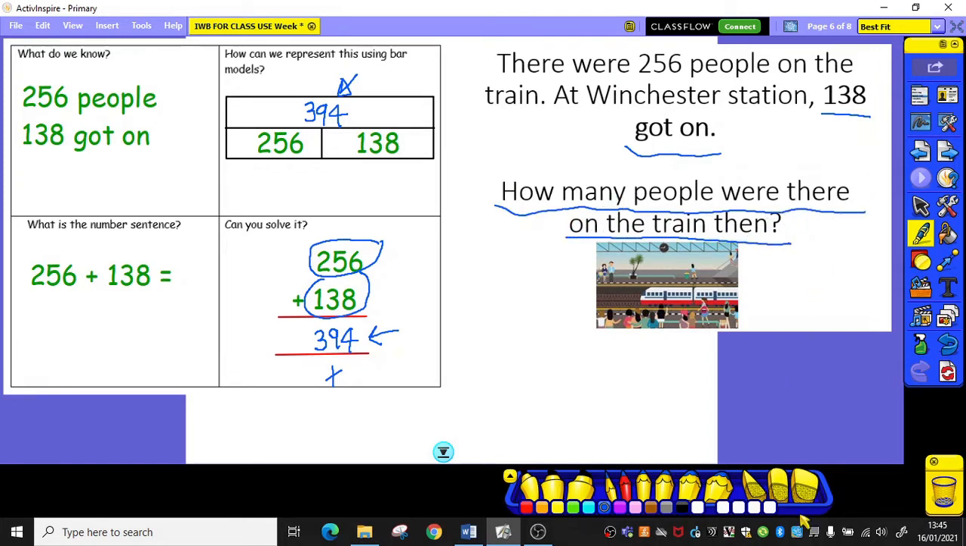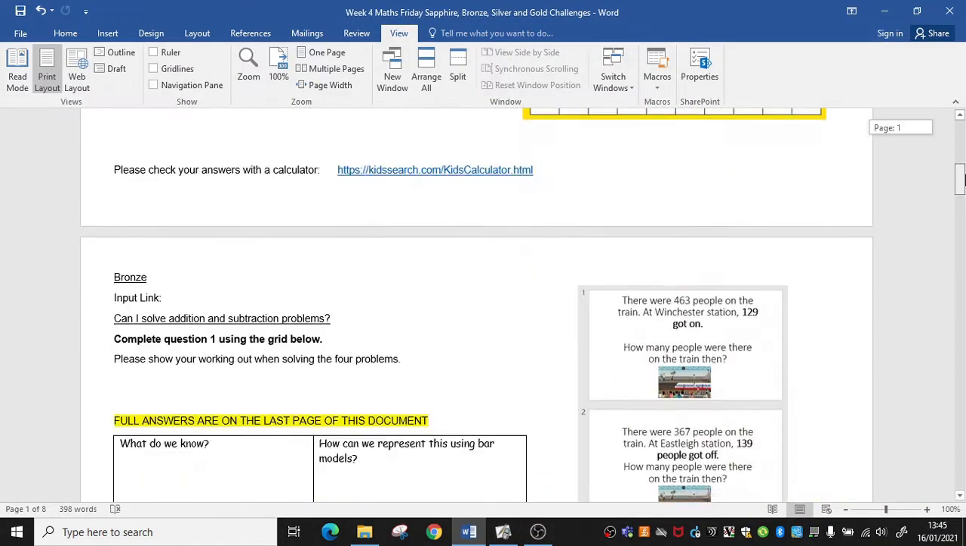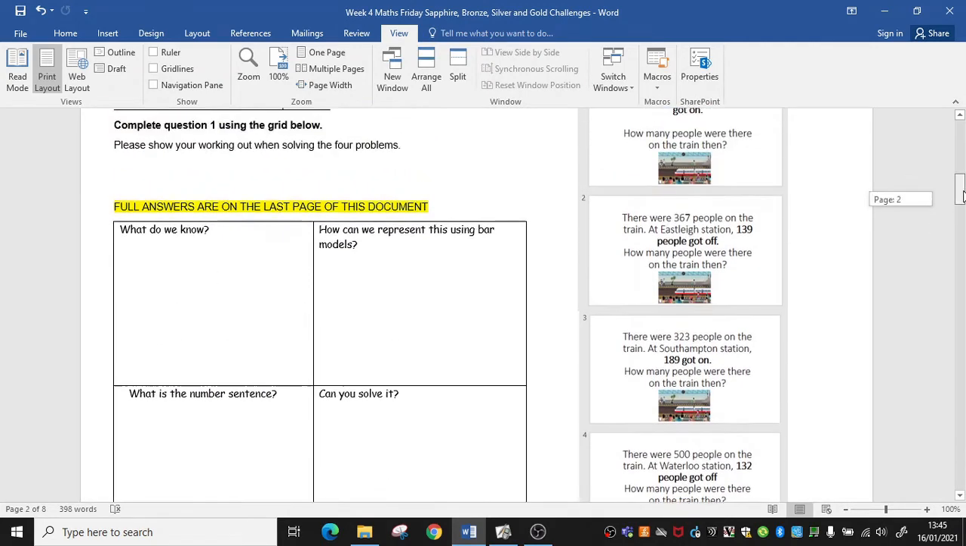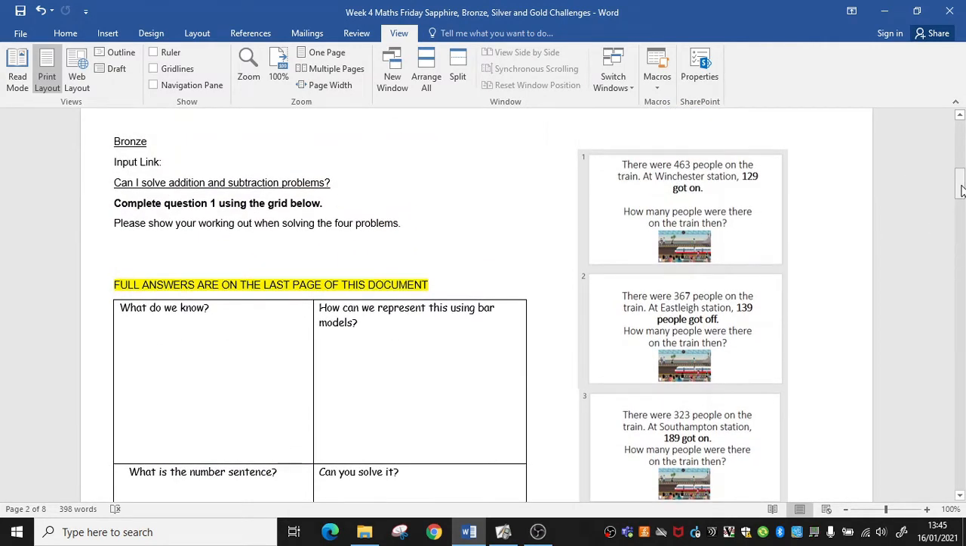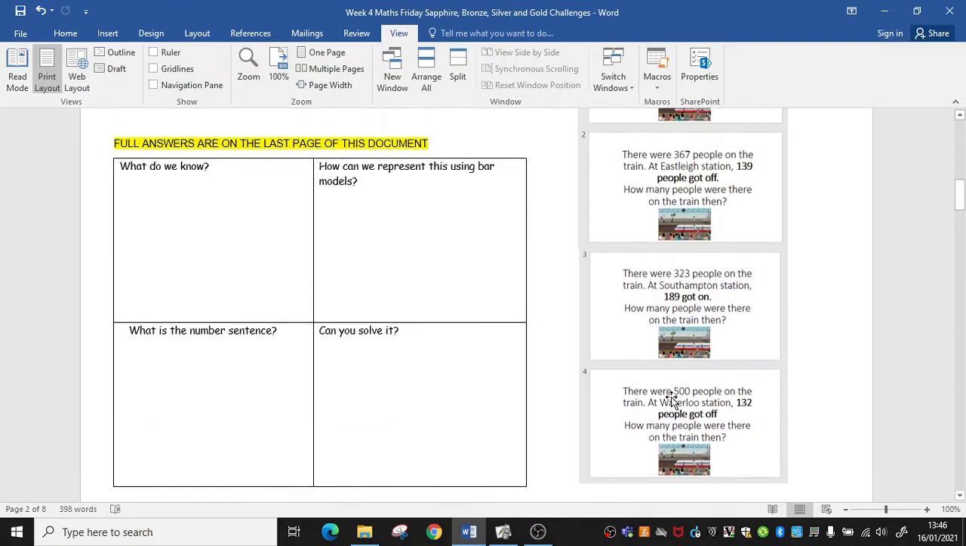If you're doing the bronze challenge today, I would like you to start your problems, please, now. You'll see that there is a grid for you to use to answer the first question. And I do want everyone to please draw a bar model and complete this grid. And then you have a further 3 problems to solve, and I would like you to make sure you show your working out.